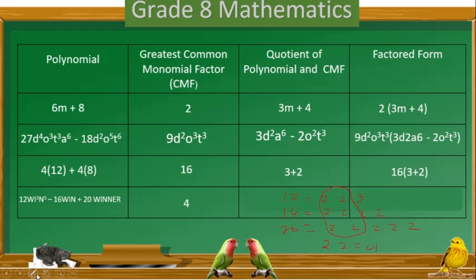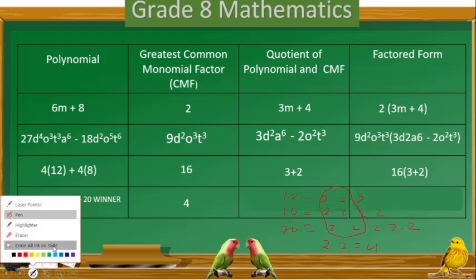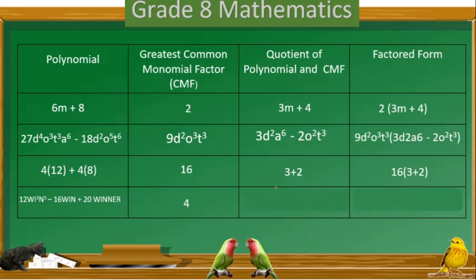Then next, you will divide each expression or each term by our greatest common monomial factor. Okay, we will divide 12. So 12 divided by 4, that is 3. Then copy the variable, because the variables are not common to all of the terms of the trinomial.